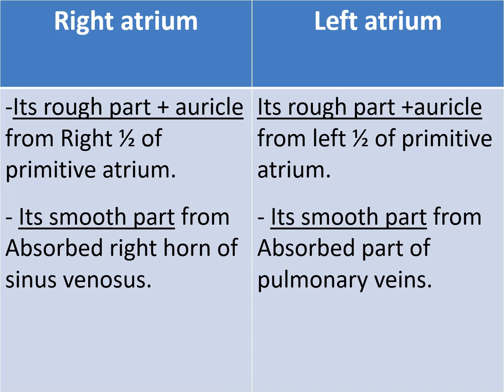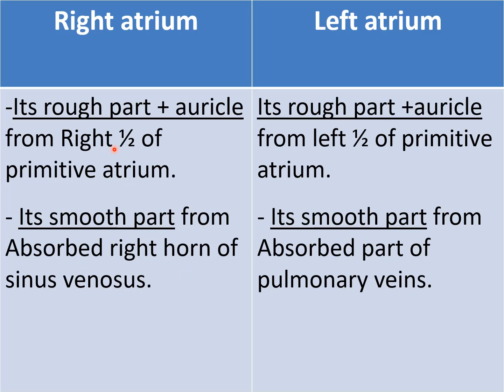And here, let me remind you of the formed atria. So if you remember, the rough part and the auricle of the right atrium form from the right half of the primitive atrium, which we have separated by the septum primum and septum secundum, the part here. And the smooth part of the right atrium is from the right horn of the sinus venosus. This is now very clear.